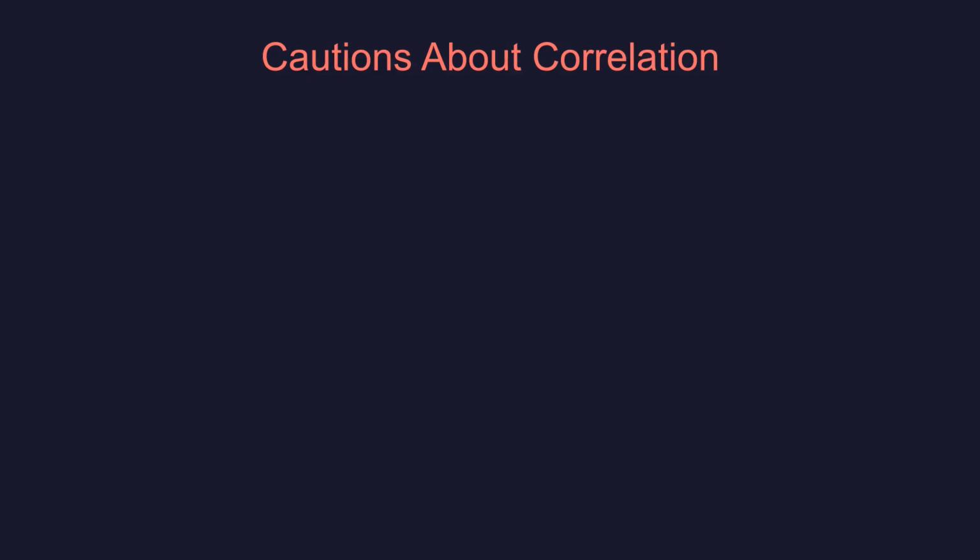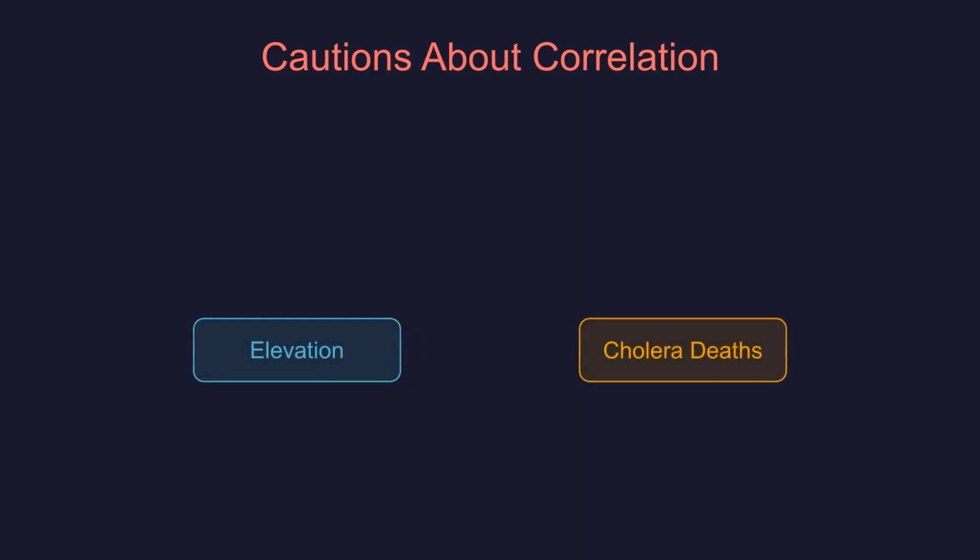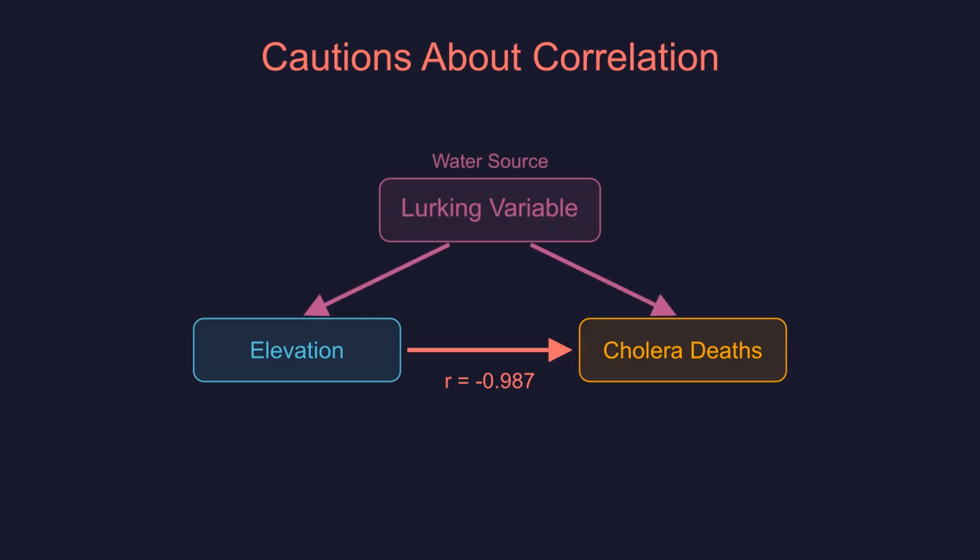Before we move on, two critical cautions. First, correlation measures only linear relationships. A strong curved pattern can yield R equals 0. Second, and most importantly, correlation does not imply causation. In the 1850s, cholera mortality was strongly correlated with elevation, with R equal to -0.987, but the real cause was a lurking variable, proximity to polluted water sources. Lower elevations were closer to contaminated water. Always ask, is there a lurking variable?